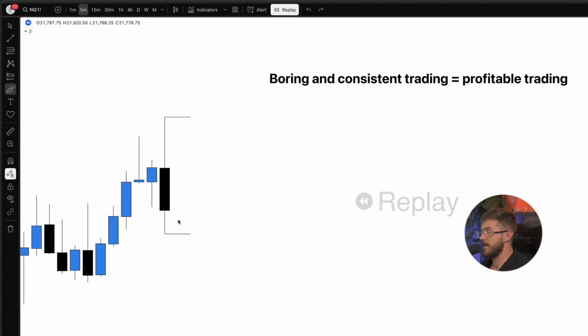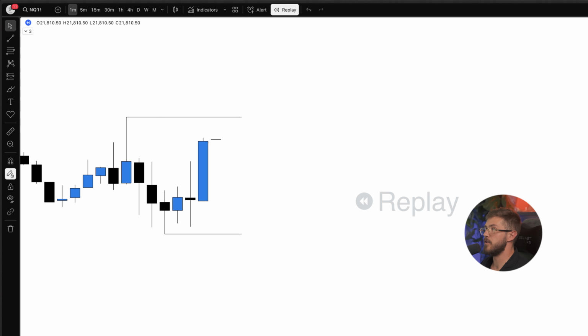So again, we mark out the high and the low of the first 5-minute candle. Now, I know this is boring and repetitive, but honestly, guys, that is what makes profitable trading. And my goal is to make as many profitable traders as possible. So I know this may not be the most fancy, advanced strategy, but in my experience, stupid simple always wins. So then we patiently wait until the level is hit.